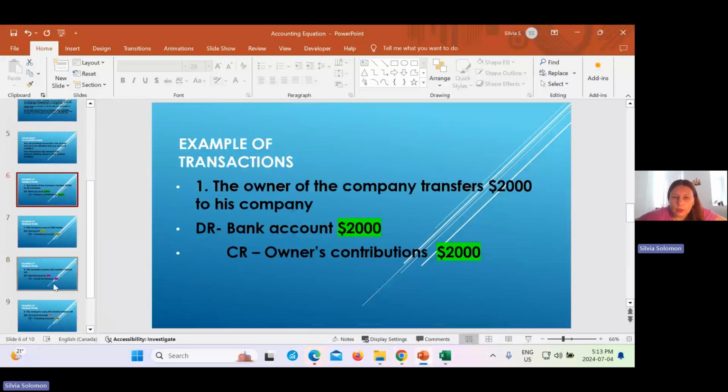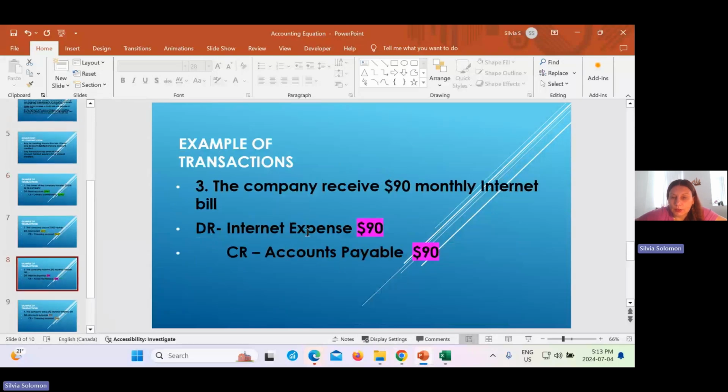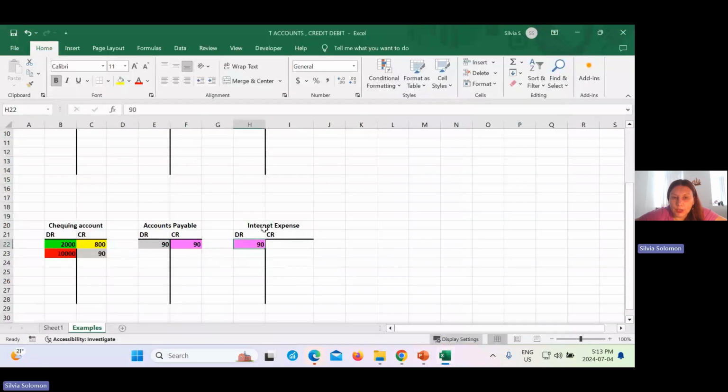So that's what we have done. We have debited the expense and we have credited the accounts payable. We received the bill, we didn't pay it yet. Okay, so remember here, we debited the internet expense and we credited the accounts payable.